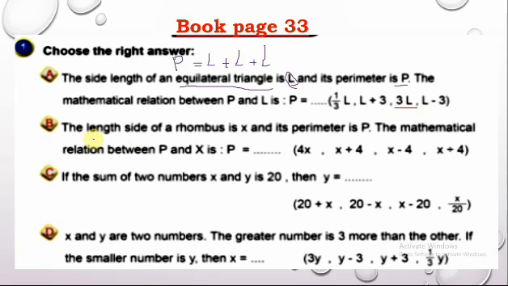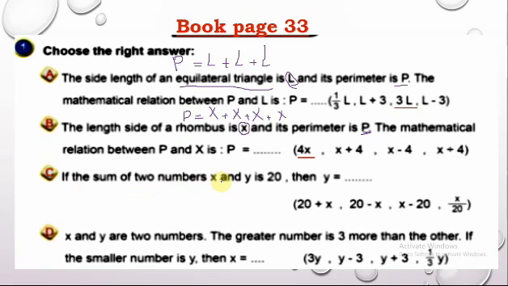The side length of a rhombus is X, and its perimeter is P. Now we have a perimeter. The mathematical relation between P and X: the rhombus is like the square. All the side lengths are equal, which means the perimeter here will equal X plus X plus X plus X. Repeated addition means 4x multiplication.